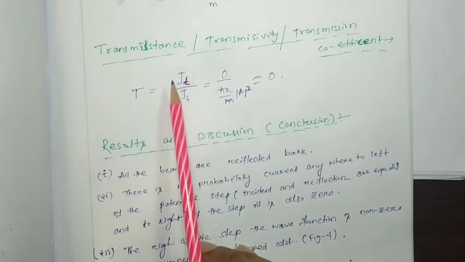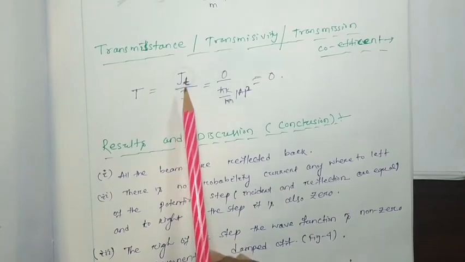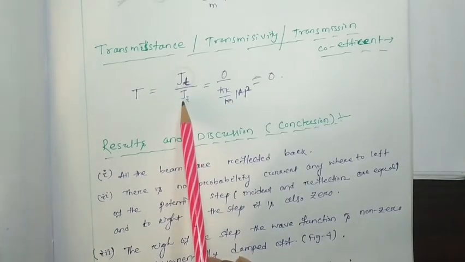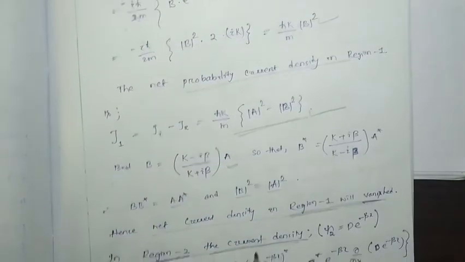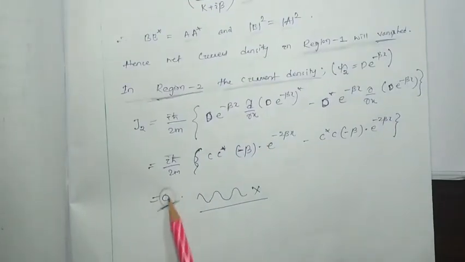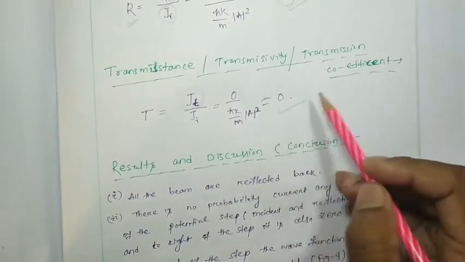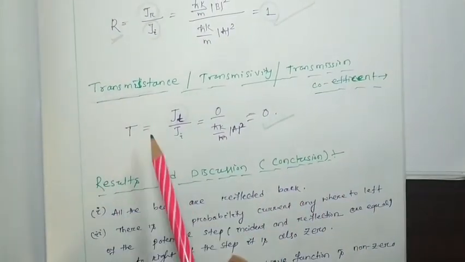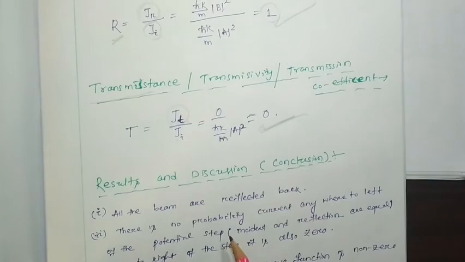And transmittance or transmittivity or transmission coefficient is nothing but the transmission current density by the incident current density. The transmission current density in region 2 we found 0, so it will be 0 by the incident, equal to 0. Then transmittance will be equal to 0.